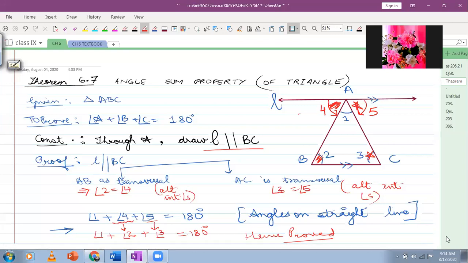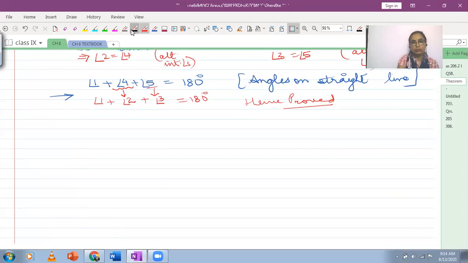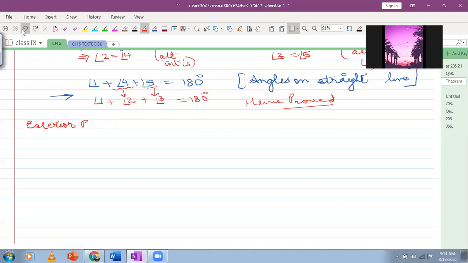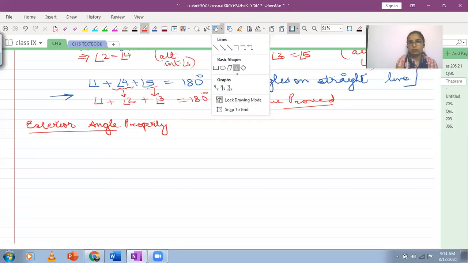Ma'am, done. So along with this, I would like to write down another result, which is the exterior angle property. We have already used it in the previous exercise. The sum is 360. Exterior angle property actually relates the exterior angle of the triangle to the interior opposite angles. So that's what we are going to write down about.